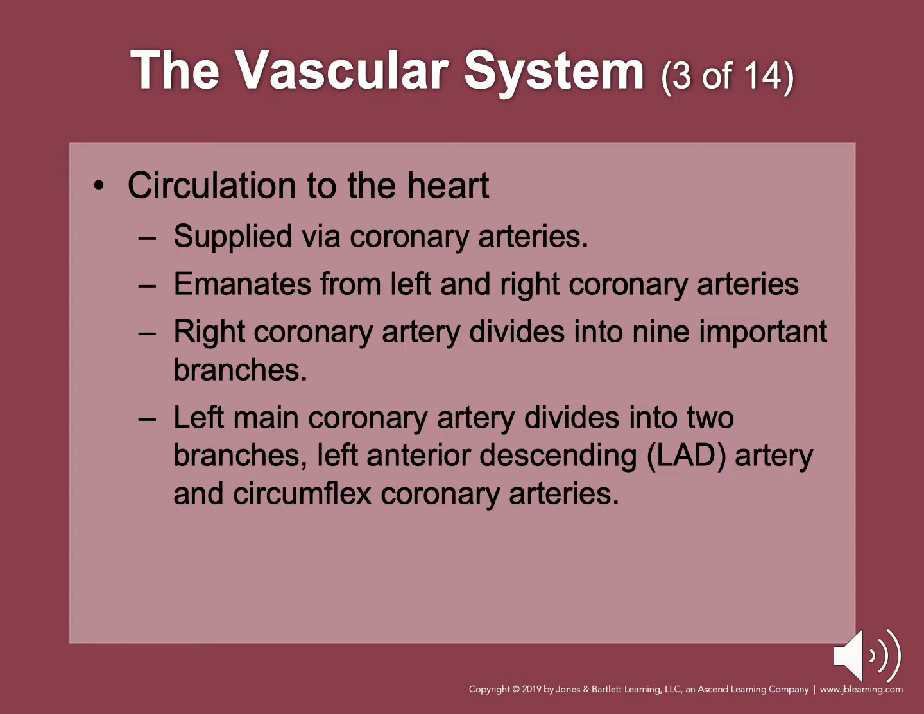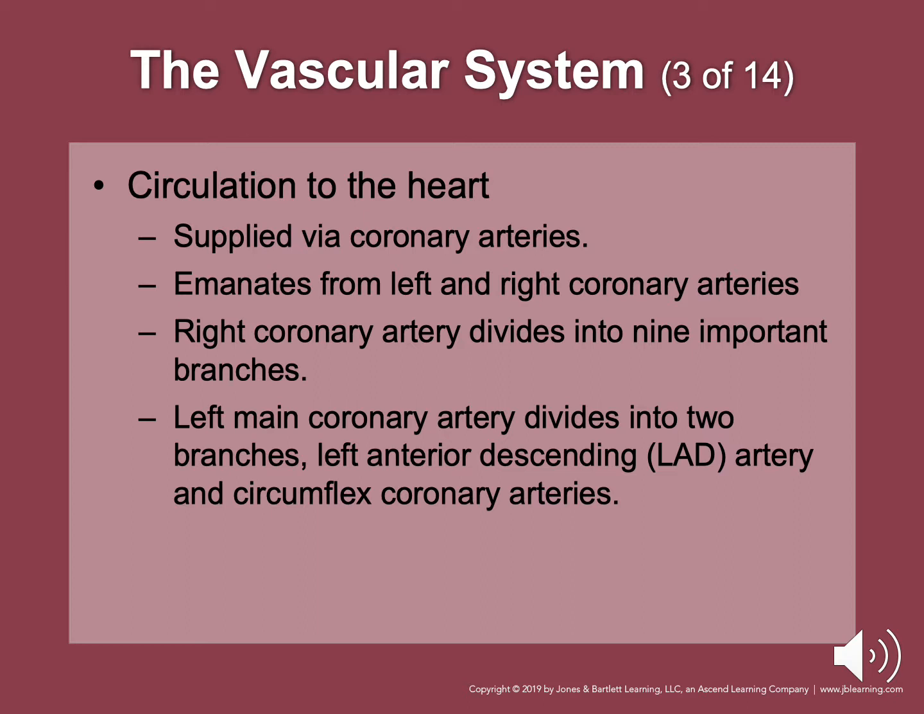Pulmonary circulation carries blood from the right side of the heart to the lungs and back to the left side of the heart. Deoxygenated blood from the right ventricle is pumped through the pulmonic valve into the pulmonary artery.